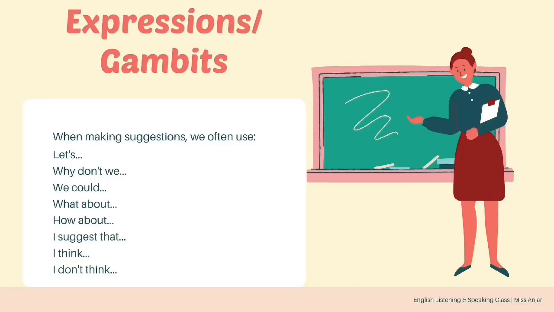Now we have some other expressions that you can use when you want to make suggestions. For example, why don't we study, or why don't we watch movies, or we could, for example, we could watch a movie after doing homework. Or what about watching movies, or what about having a discussion. If you want to suggest, for example, going out to a movie, you may say, how about cinemas, or how about watching movies.